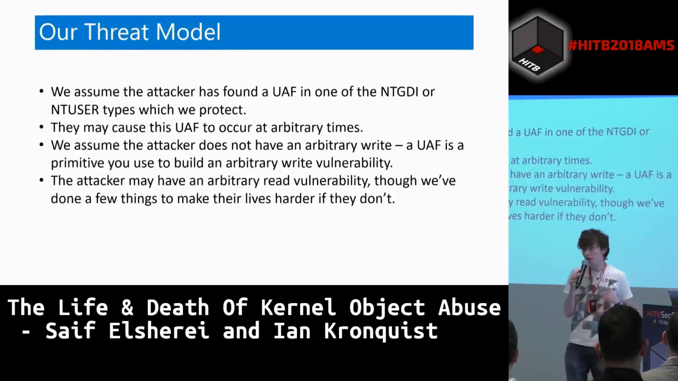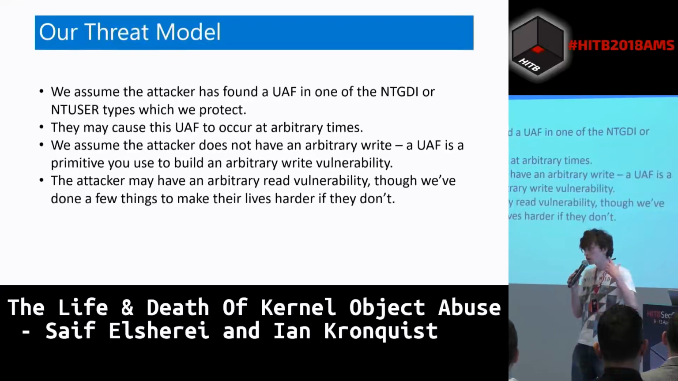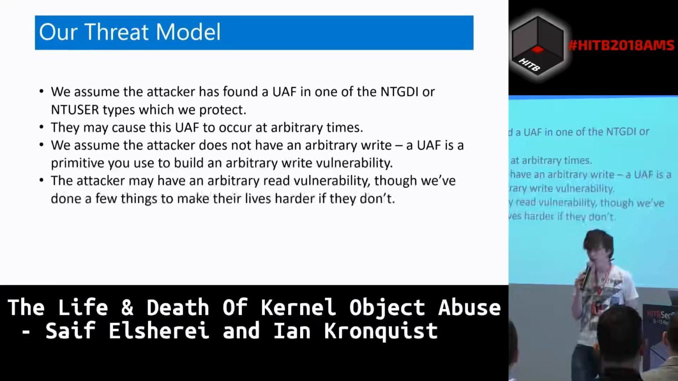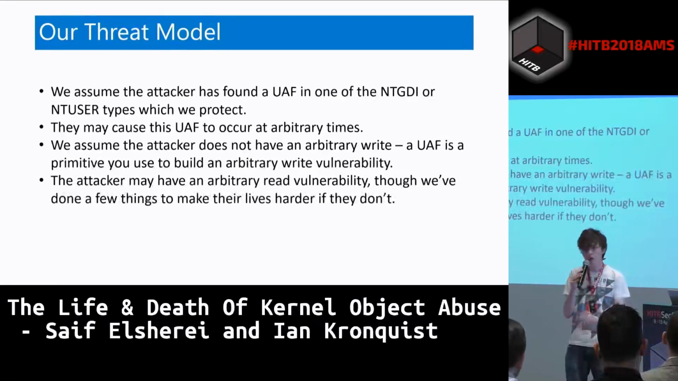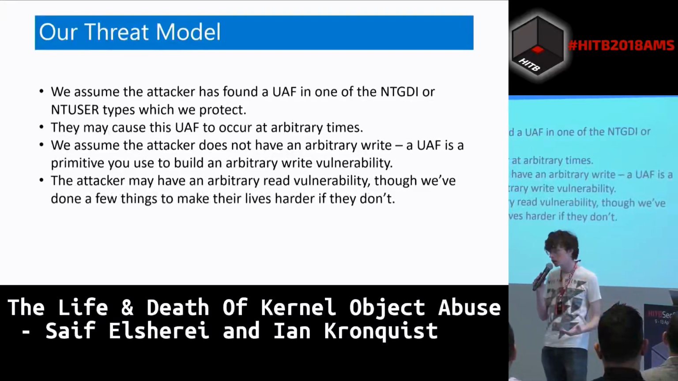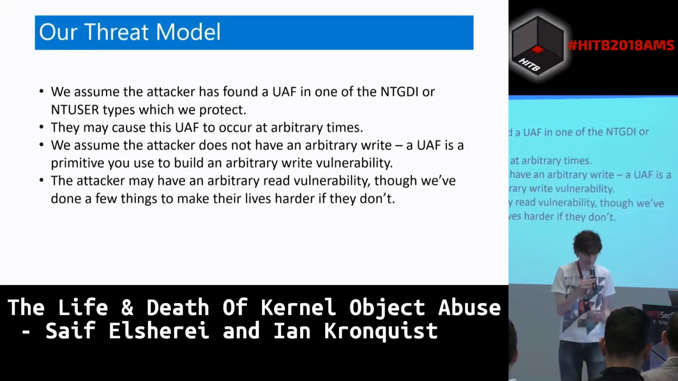We assume that the attacker does not have an arbitrary read-write primitive. A use after free is something you use in order to create an arbitrary write. If you already have an arbitrary write, who cares about the mitigation? You already own the box. However, we want our mitigation to be safe in the face of an arbitrary read. There's no particular reason that it shouldn't be, so we should be conscious of what we think the attacker can and cannot do. And that's our threat model.